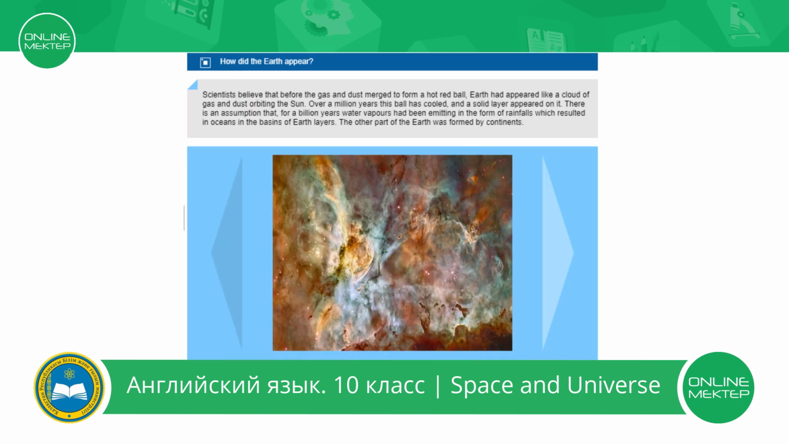Do you know how the Earth appeared? Let's read. Scientists believe that before the gas and dust merged to form a hot red ball, Earth had appeared like a cloud of gas and dust orbiting the Sun. Over a million years, this ball has cooled and a solid layer appeared on it. There is an assumption that for a billion years, water vapors had been emitting in the form of rainfalls, which resulted in oceans in the basins of Earth layers. The other part of the Earth was formed by continents.